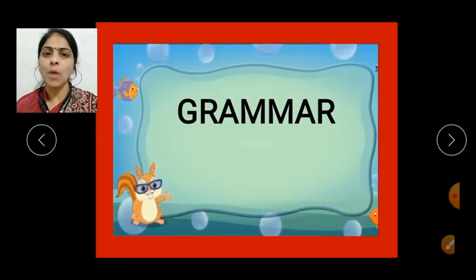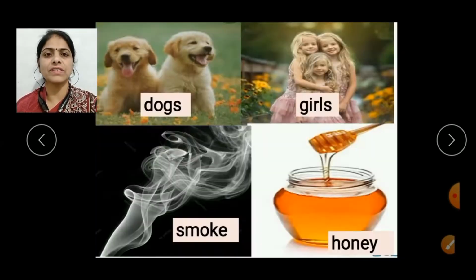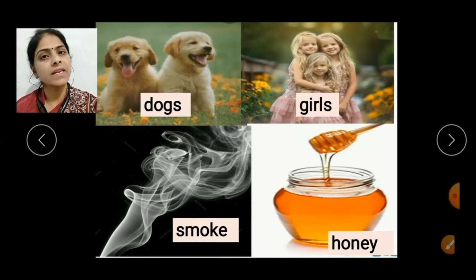Before I tell the topic of grammar, let's see some pictures. Here in this slide you can see the pictures of dogs, girls, smoke and honey. These all are naming words, means nouns. Among these words, dogs and girls can be counted. We can say how many dogs or how many girls are there. We can count them by using numbers. So these nouns are countable.